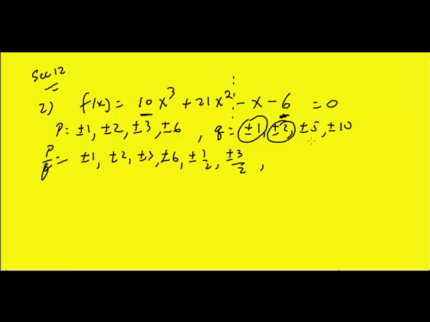I already have that. Then I'm going to take 5 and put it underneath that. So plus or minus 1/5, plus or minus 2/5, plus or minus 3/5, and plus or minus 6/5. Then I take 10 and put it underneath each one of those. Plus or minus 1/10, plus or minus 2 over 10, which is 1/5. I have that. Plus or minus 3/10, and then plus or minus 6/10, which is 3/5, right? Which I have that.